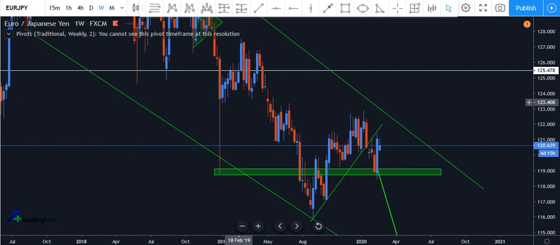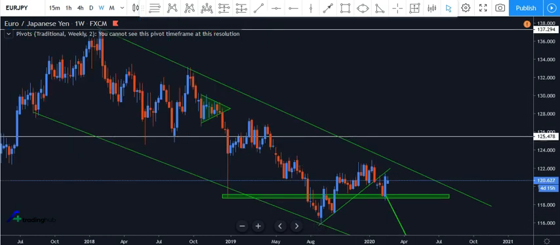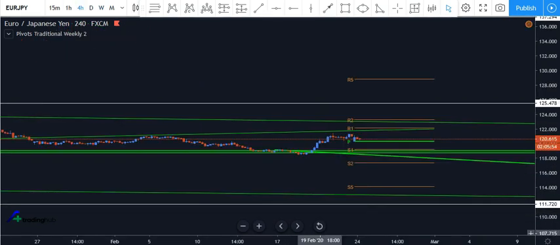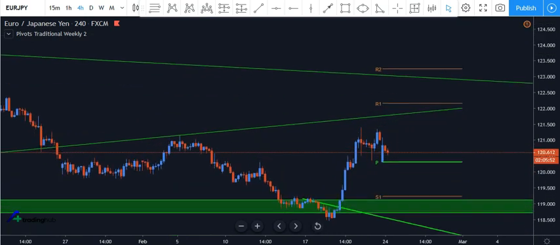If you look at this weekly chart, I'm still expecting a drop to the downside. See, still expecting one drop to the downside before that final move to the upside. So be very careful if you are buying from there. Let's look at a trade for the week.